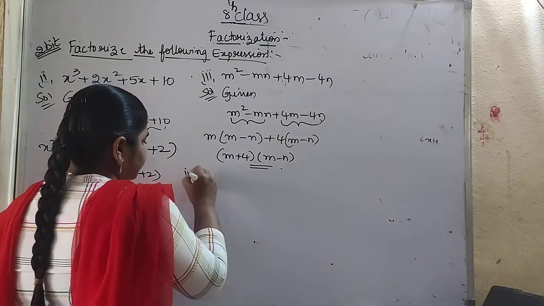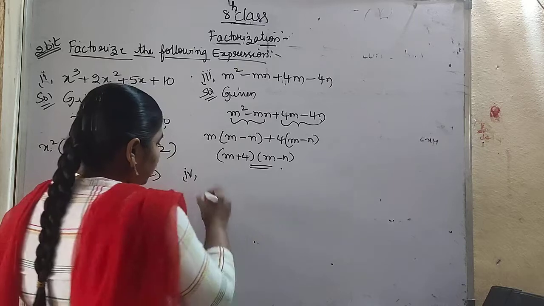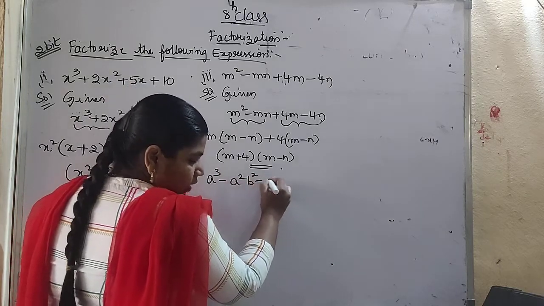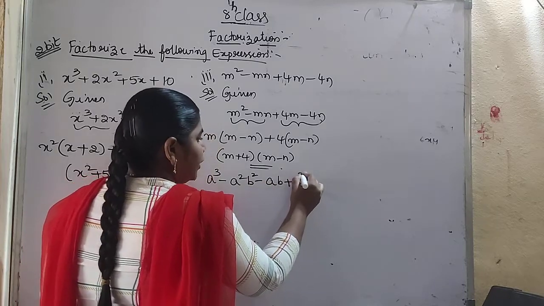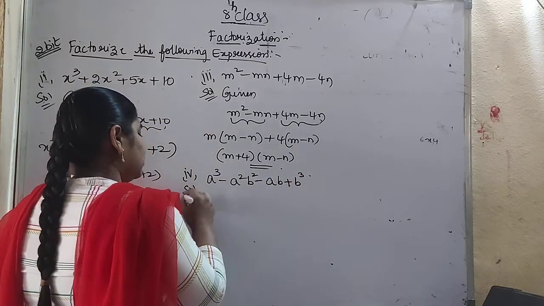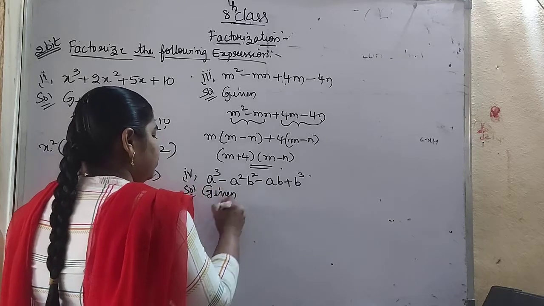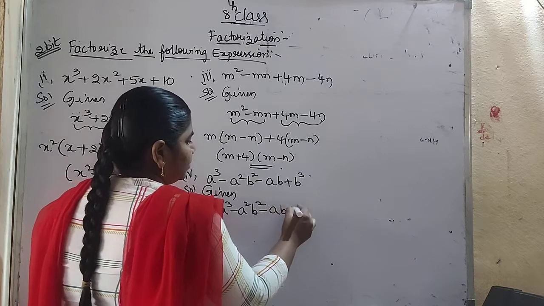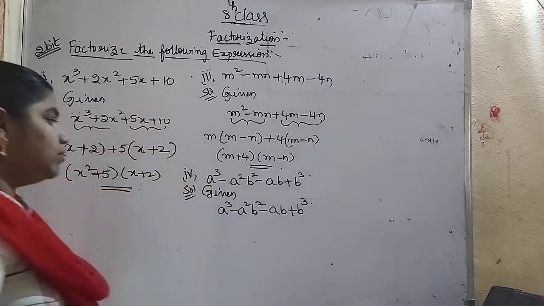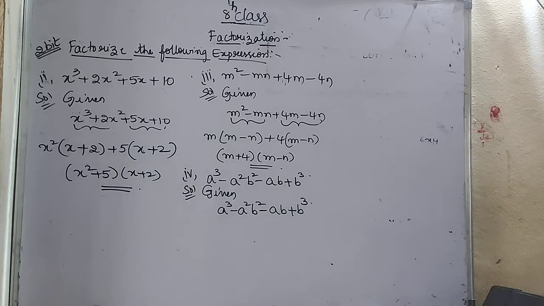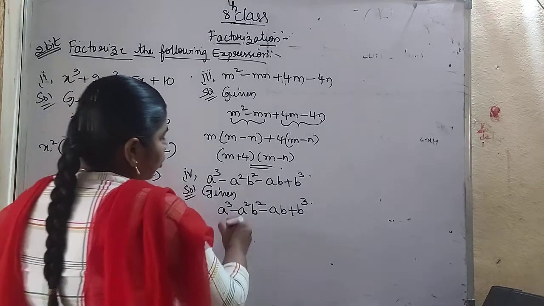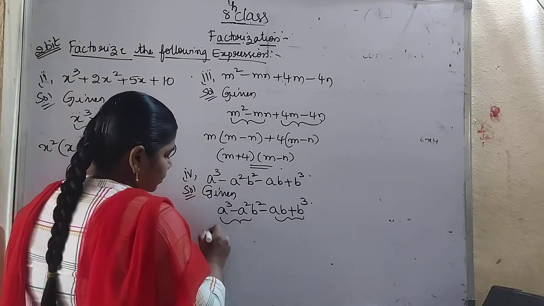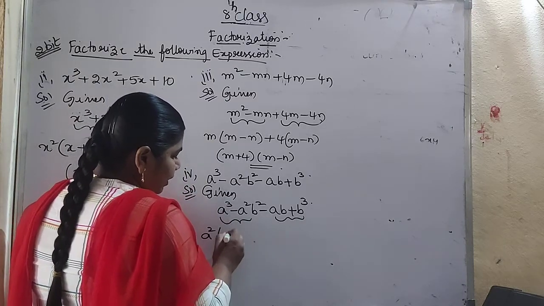Next, fourth one. What is the fourth? a cube minus a square b square minus ab plus b cube. So these are the terms. Now we have to group them by taking the common factors. So these two, these two. In this, what is the common factor? a square is the common factor. Here a will be remaining, here b square.